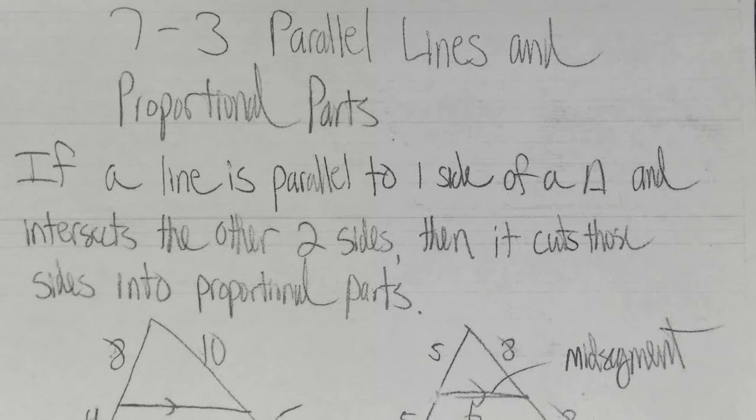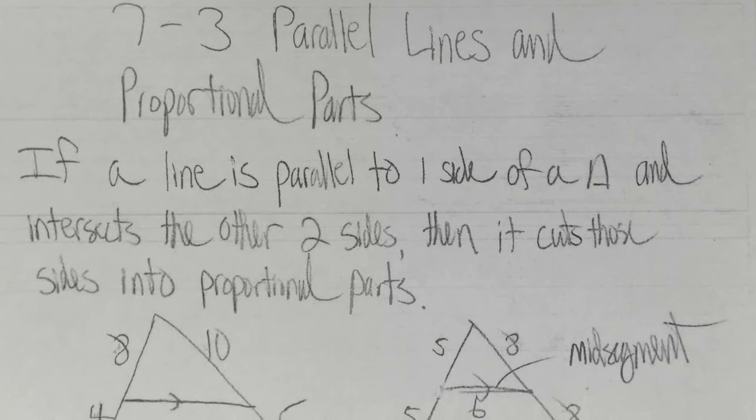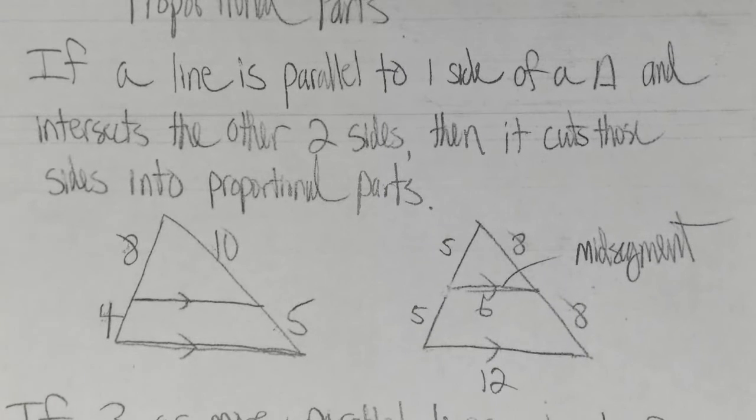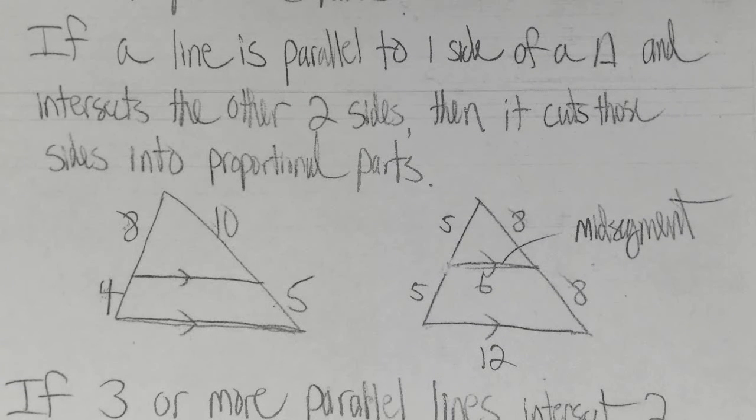Okay, in this section 7-3, we're talking about parallel lines and proportional parts. And there's two theorems that we're going to look at in this section. The first one says, if a line is parallel to one side of a triangle and intersects the other two sides, then it cuts those sides into proportional parts.